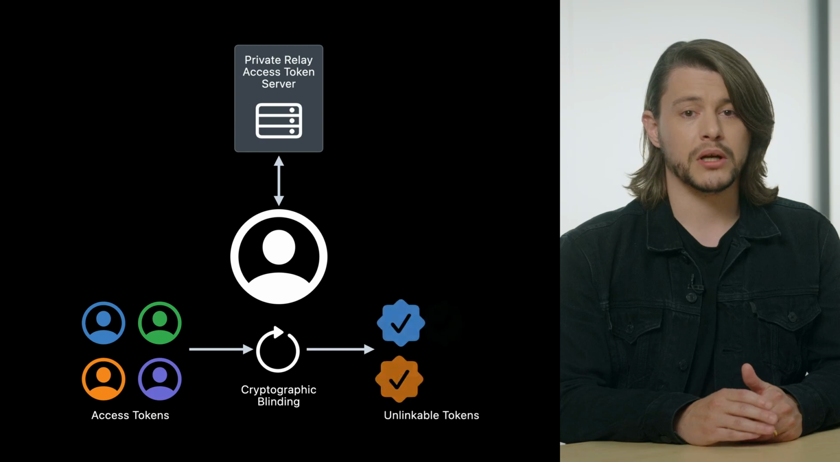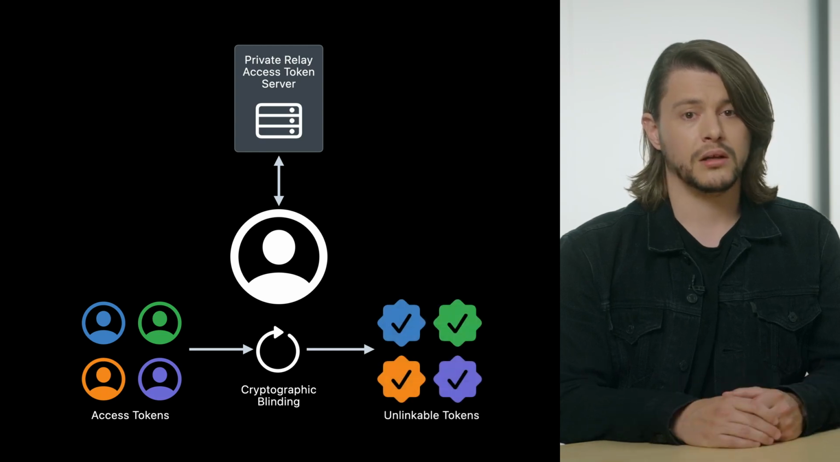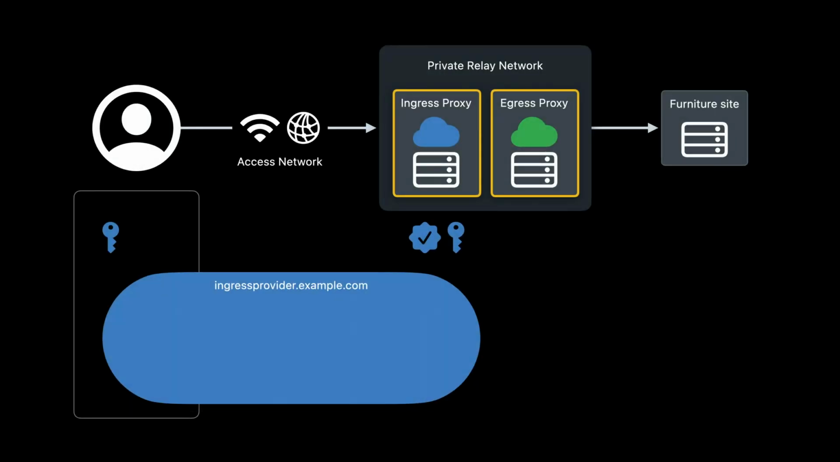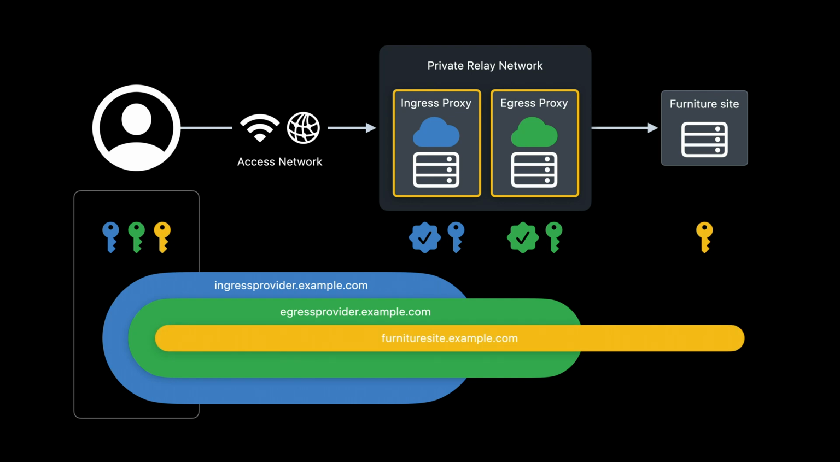Before making a connection, the Private Relay Access Token server provides a bundle of different tokens to my device. This gives me access to any proxy operator I choose, whenever I need it. To enforce the separation of information between the proxies I picked, the connection is built using multiple layers of encryption. The proxies remove layer by layer when the connection passes through. Only my device can decrypt every layer, which is required to know that I am accessing the Furniture Site.